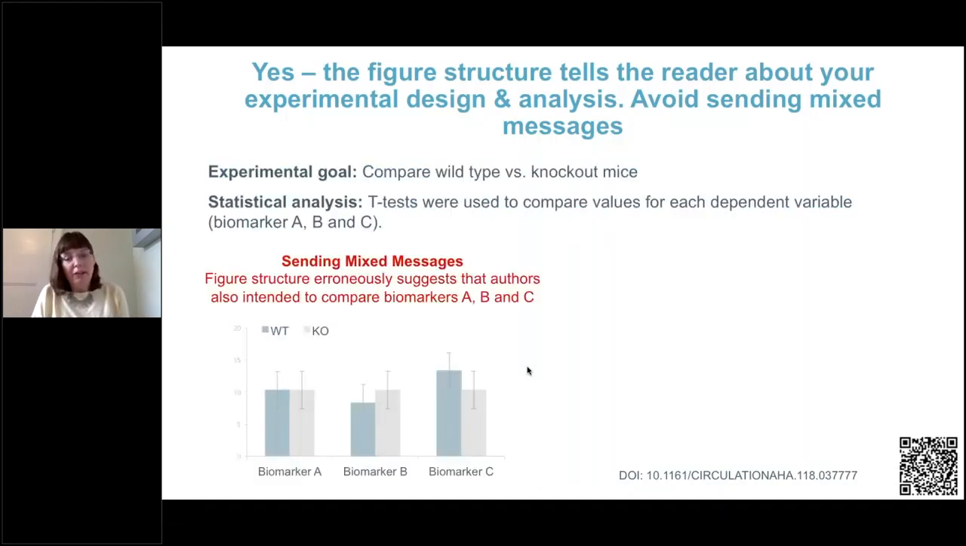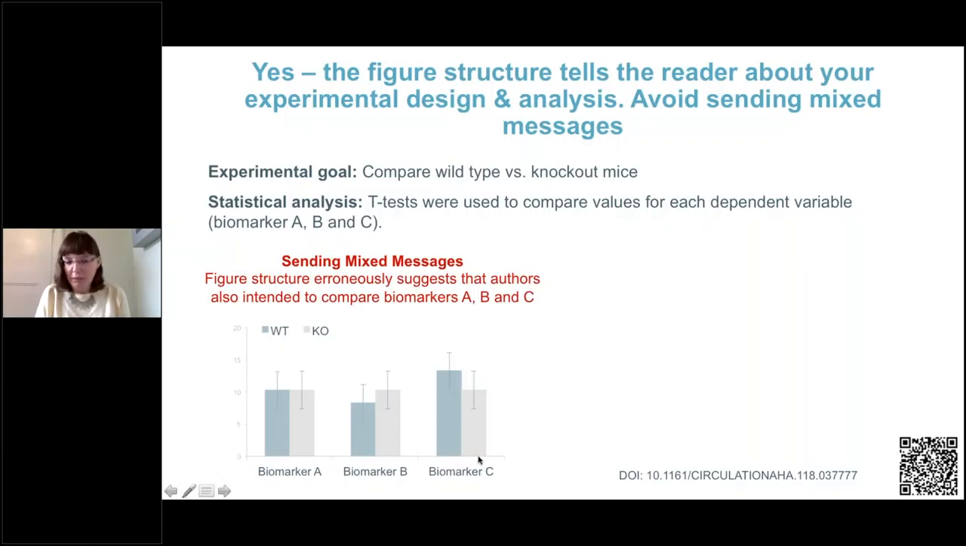Let's take a look at a common example of how we see this done incorrectly or improperly. So let's say our experimental goal is to compare two kinds of mice. We'll call them a wild type and a knockout mouse. And we measured 3 different biomarkers, A, B, and C, and our goal was really to compare these wild type versus knockout mouse, not to compare the biomarkers to each other. And so for our statistical analysis, t-tests were used to compare the value for each biomarker between the wild type and knockout mice. What people will often do is put all 3 of those biomarkers on the same graph.